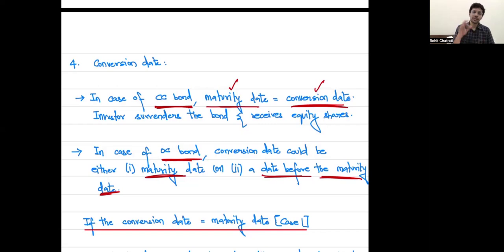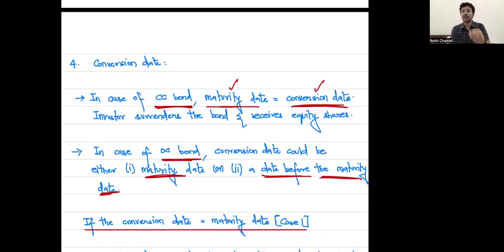Alternatively, what can happen is the bond has a maturity of 3 years. The investor has a conversion option at the end of second year itself. The investor has got an option at the end of second year to either continue holding the bond or to immediately convert it into equity shares. The investor has a choice to either right now convert it into equity shares, or he may continue to hold the bond for a period of 1 year, and at the end of third year he will then receive coupon and maturity value for year 3.